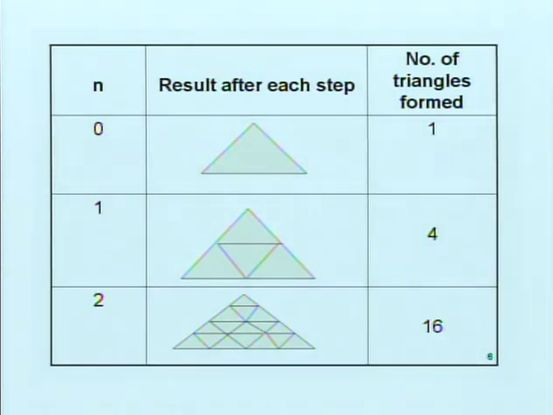In the third shape, we repeat the procedure a second time. That is, for each triangle in the second shape, we find the midpoints and join them, and we will end up with what we have in the third shape. And when we count the number of small triangles, we will discover that there are 16 small triangles.